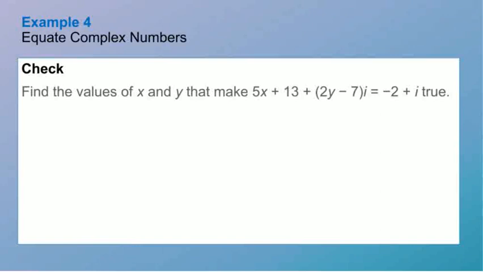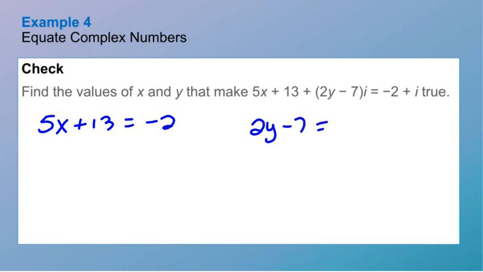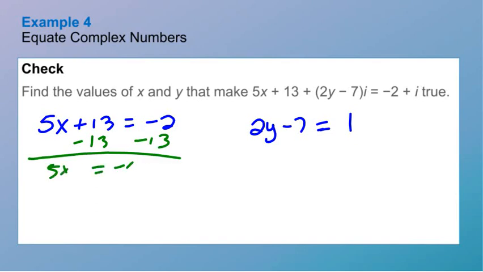Next, find the values of x and y that make this statement true. So I'll combine our real parts. We have 5x plus 13 equals -2. And the imaginary parts, I have 2y minus 7 equals, that would be a 1, because we're just looking at the coefficient. So this is just 1i. Okay, so now let's solve. We're going to subtract 13. We get 5x equaling -15. Divide by 5, x would equal -3.